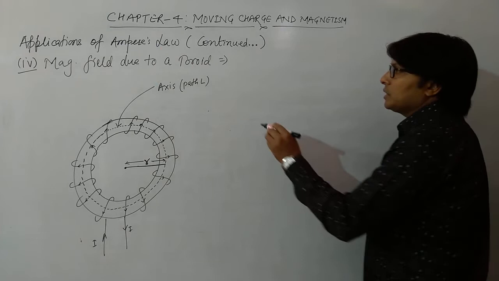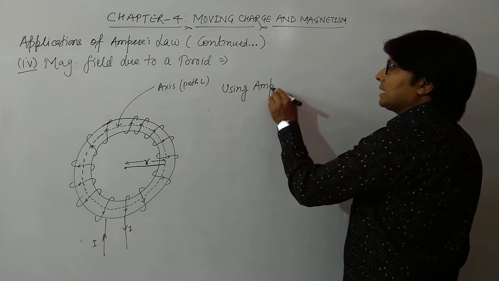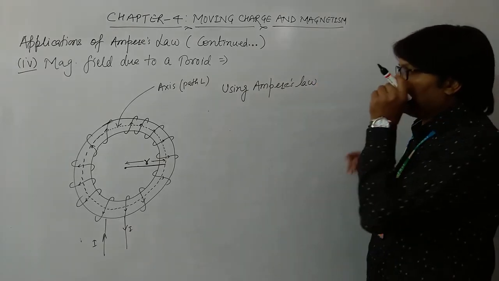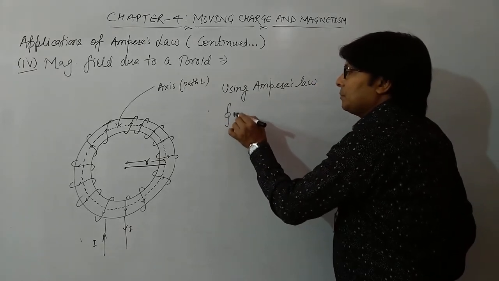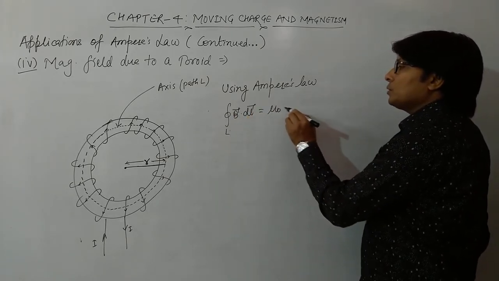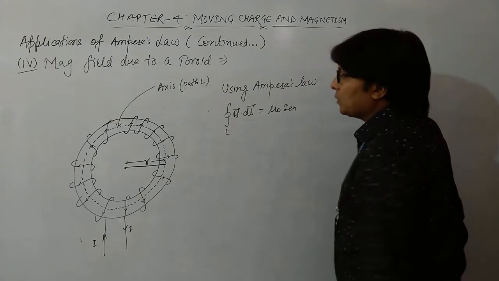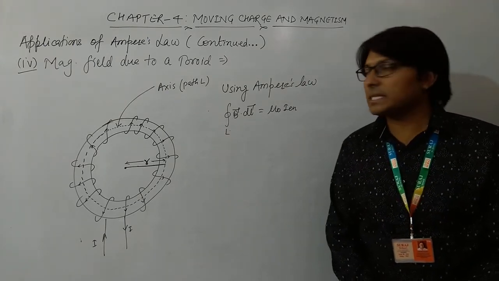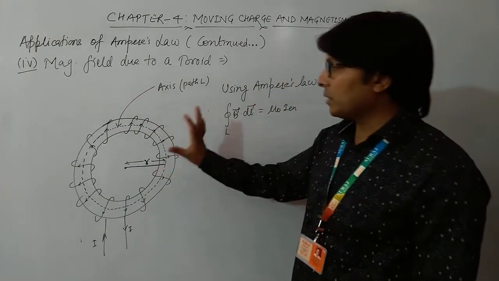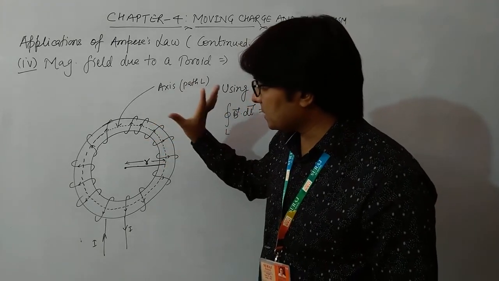So let us apply Ampere's law along path L. What can be written? Integration of B vector dot dl vector over closed path L is equal to mu 0 times the total current enclosed in the closed path or Ampere path. Now the magnetic field at any point in this toroid can be found using the right hand thumb rule, and the current is flowing in this direction in the circular loops.